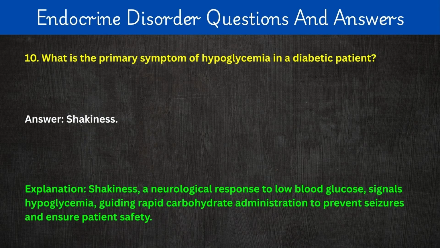10. What is the primary symptom of hypoglycemia in a diabetic patient? Answer. Shakiness. Explanation. Shakiness, a neurological response to low blood glucose, signals hypoglycemia, guiding rapid carbohydrate administration to prevent seizures and ensure patient safety.